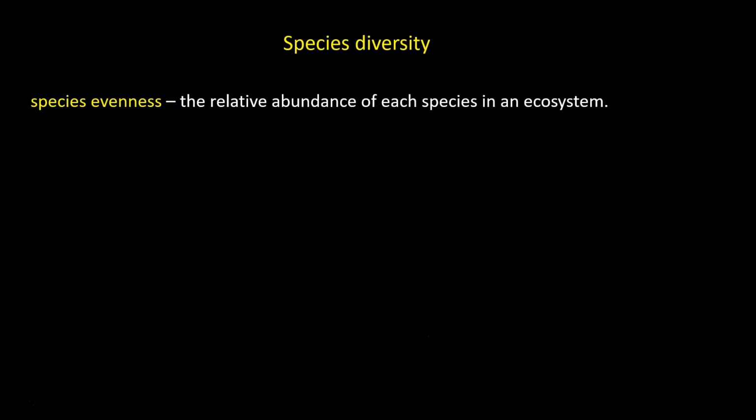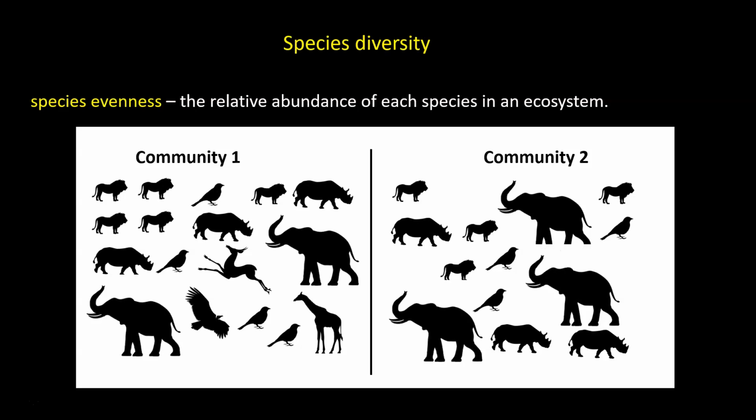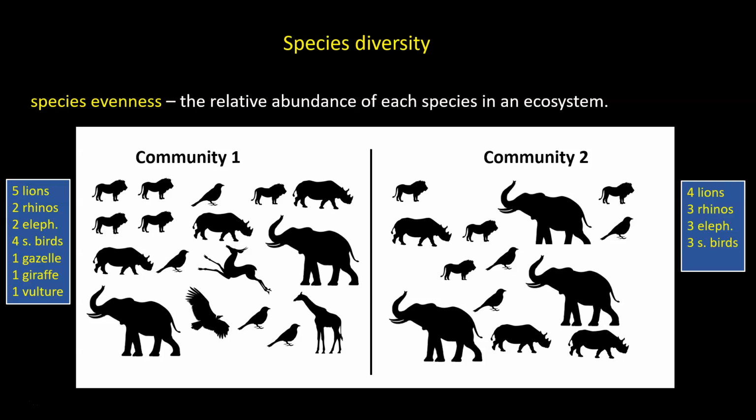Here we turn to something called species evenness, or the relative abundance of each species present. If you take a look at these two communities again, and if this time you count up the number of members of each species, you'll find that Community 2 is a bit more even than Community 1. As it turns out, ecosystems that have a high species richness, such as the rainforest, also tend to have high species evenness as well.